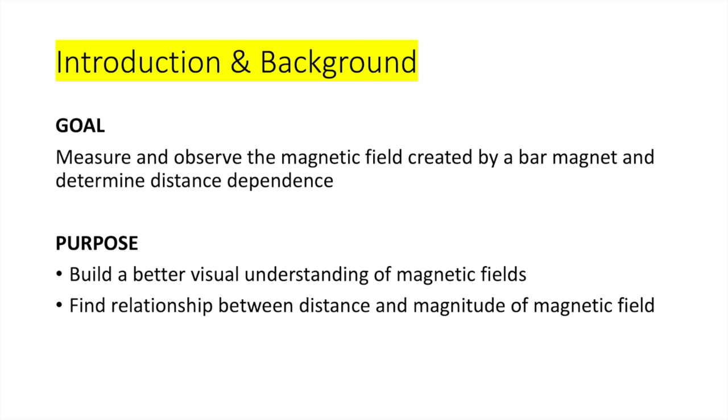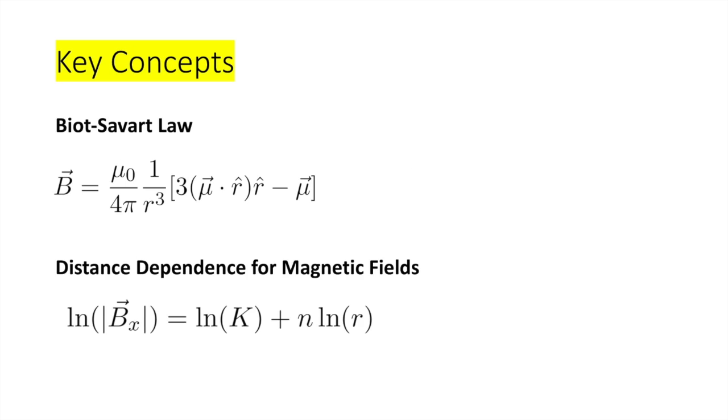Our goal in doing this experiment was to measure and observe the magnetic field created by a bar magnet and to determine the impact of distance on the magnetic field. Our purpose in doing this is to build a better understanding of magnetic fields through a visual representation. Additionally, the purpose in doing this lab is to find the relationship between distance and the magnitude of the magnetic field. Some key physics concepts that are used in this lab are Biot-Savart's law and the distance dependence equation for magnetic fields. These equations are essential for understanding the purpose and goals just mentioned and will be utilized in the calculations section of this presentation.